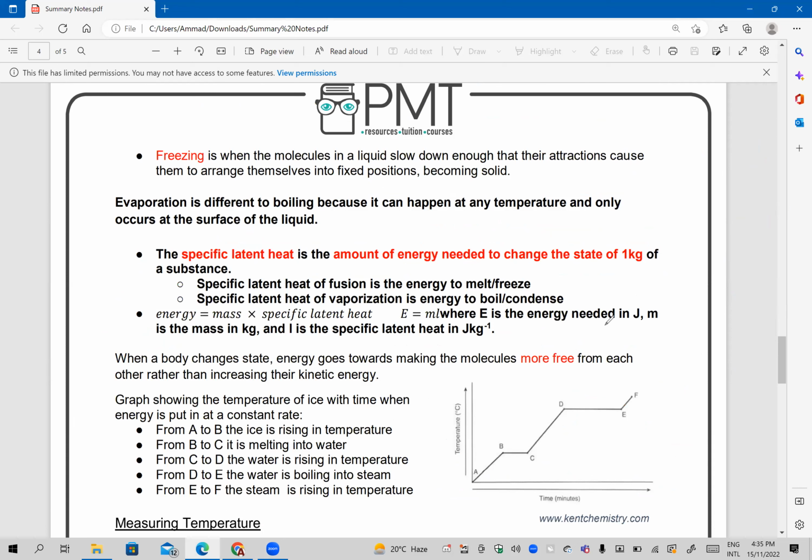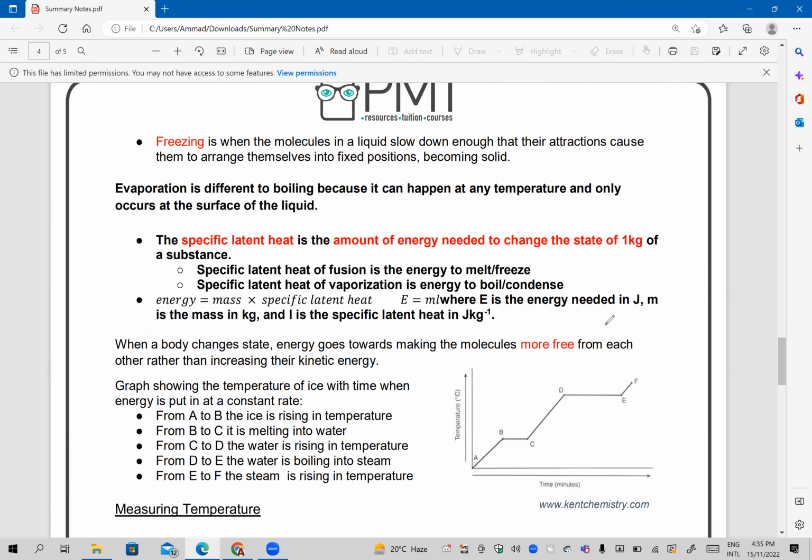Evaporation is different to boiling because it can happen at any temperature and only occurs at the surface of a liquid. We've already done that, I think. We can move forward.